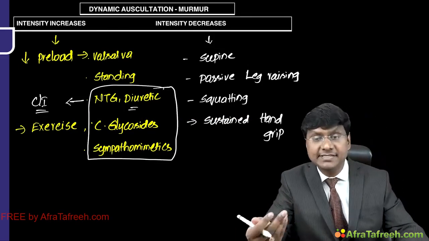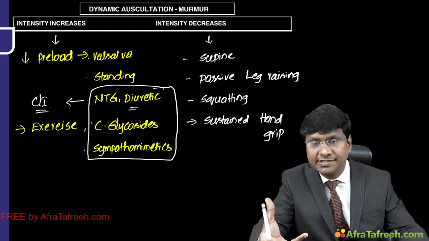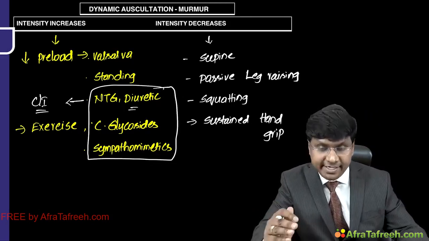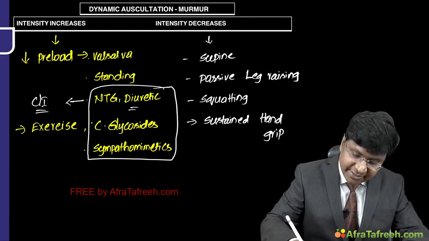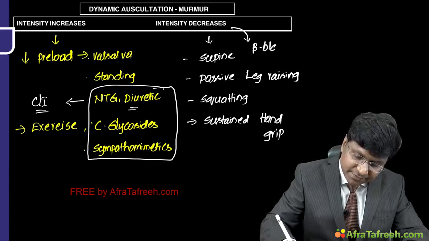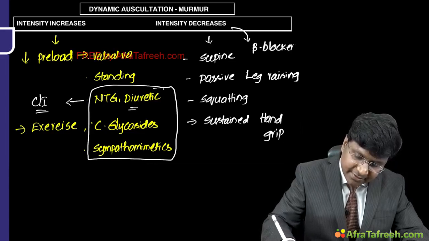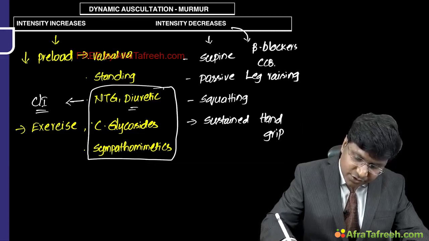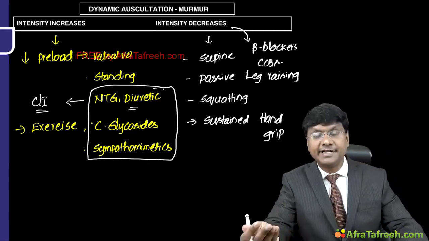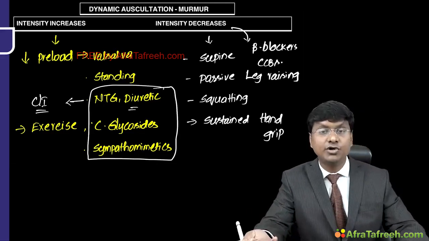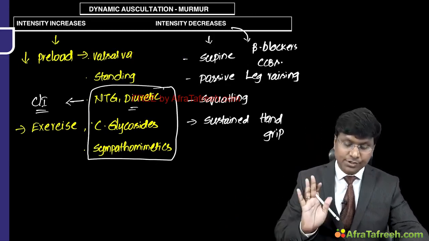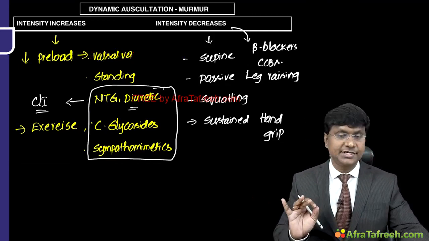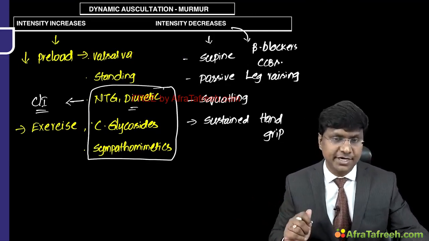Right? There can be an increase in the afterload. So LV volume increases, the obstruction decreases, and the intensity of the murmur also decreases. The drugs which can decrease the intensity of the murmur are beta blockers and calcium channel blockers. By decreasing the contractility, the LV volume increases, obstruction decreases, and the intensity of the murmur also decreases. So this is about the dynamic auscultation in hypertrophic obstructive cardiomyopathy.